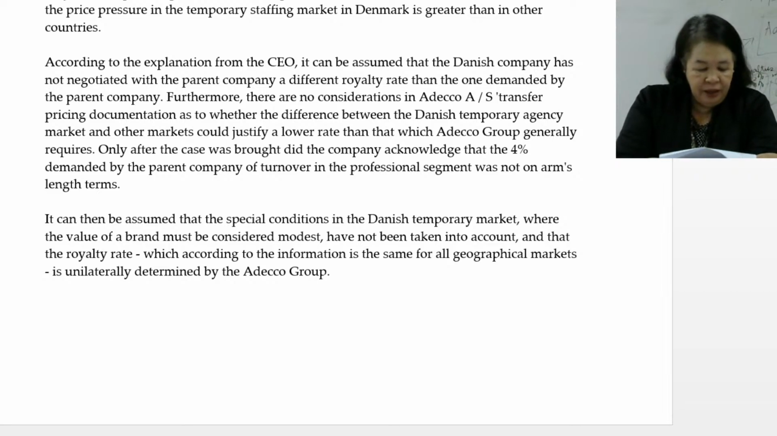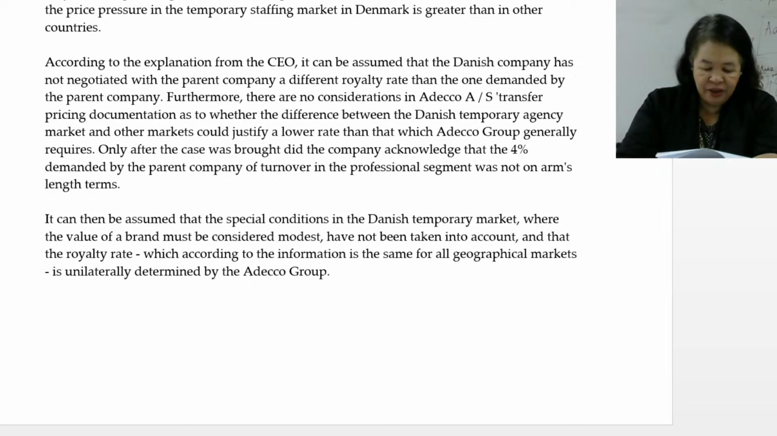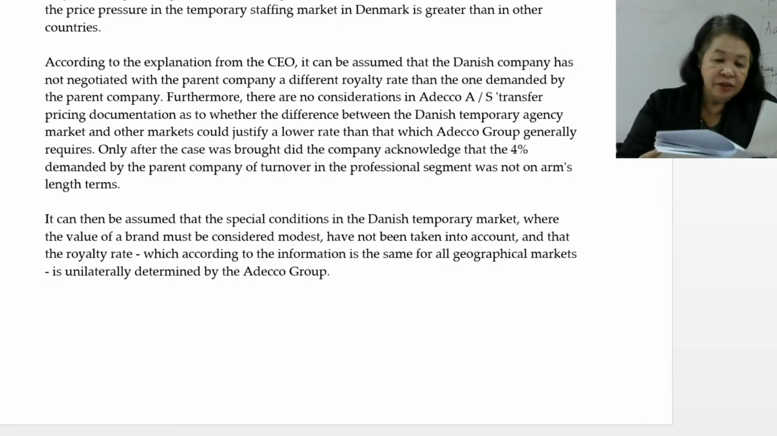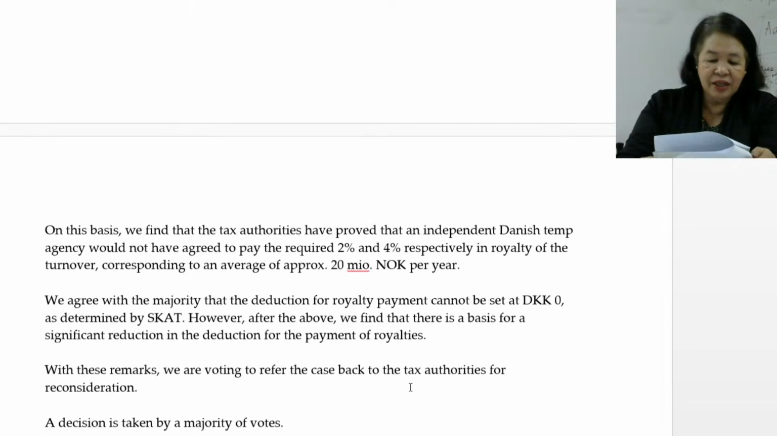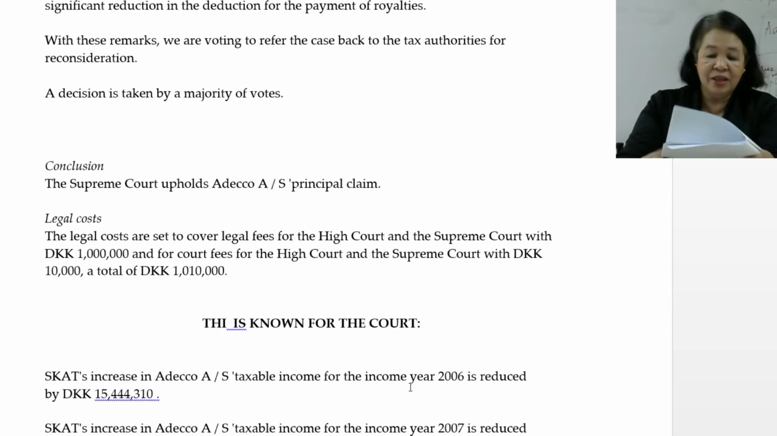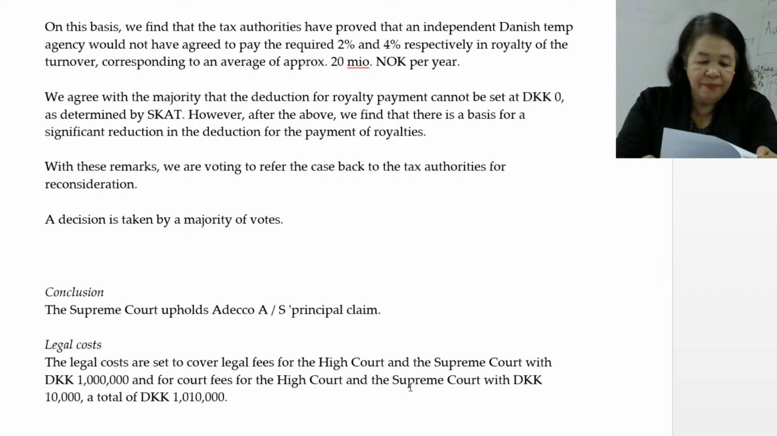No? Against this background, we find that the tax authorities have proven that an independent Danish temp agency would not have agreed to pay the required 2% and 4% respectively in royalty of the turnover, corresponding to an average of approximately 20 million. Okay. So, we agree that a condition for royalty payment cannot be set at zero, no? As determined by SKAT. However, after the above, we find that there is a basis for a significant reduction for the payment of royalties. So, ginawa nila. So, we refer the case to the tax authorities for reconsideration.